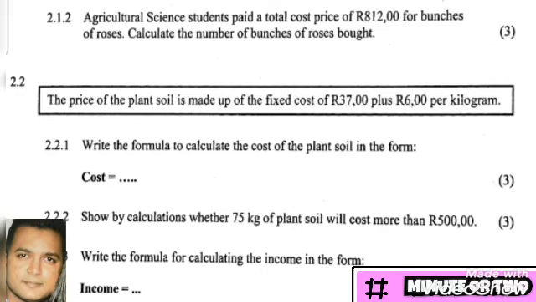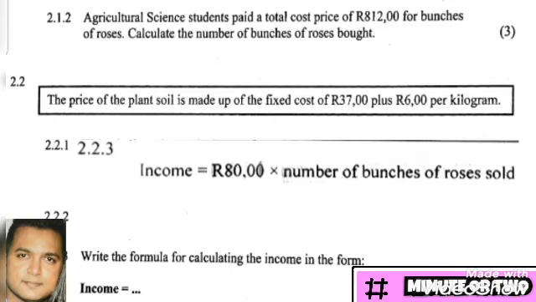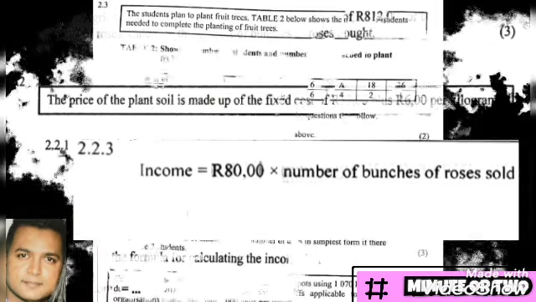2.2.3, write the formula for calculating the income in the form income is equal to. So we know that income would mean money coming in, and the only way money would come in is by us selling those bunches of roses. After attempting so many questions, now we are using the information regarding the selling price. So we know the information in the box was given to us that each of the bunches of roses was 80 Rand. So our income would be the number of bunches of roses times 80 Rand.